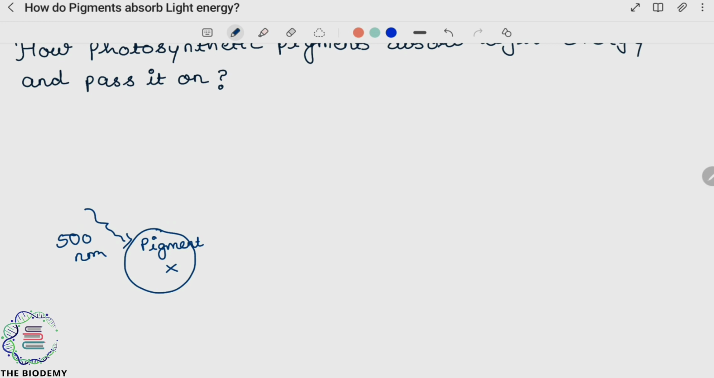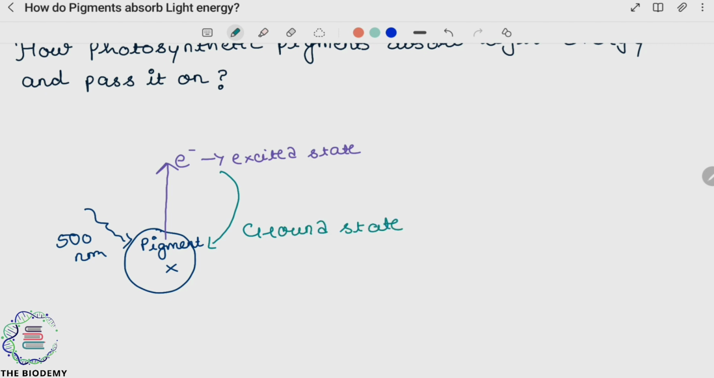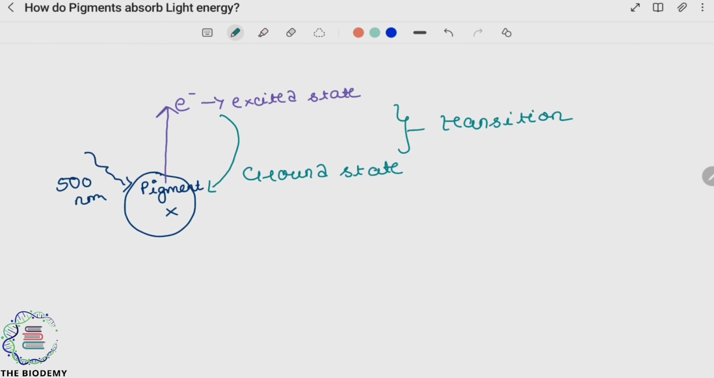Okay, now when this pigment will absorb light from visible region, it will excite its electron and the electron will move to its excited state. Now these electrons do not stay in excited state for a long period of time, and in a while they will come back to ground state. When this transition from excited state to ground state takes place, this transition releases energy.